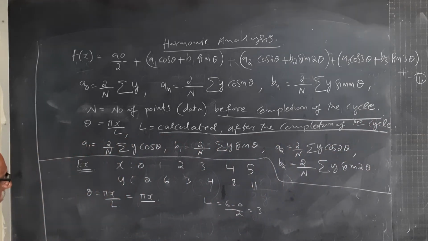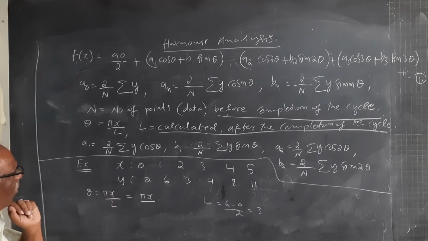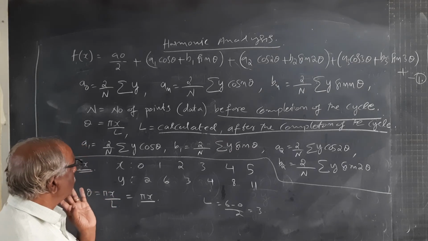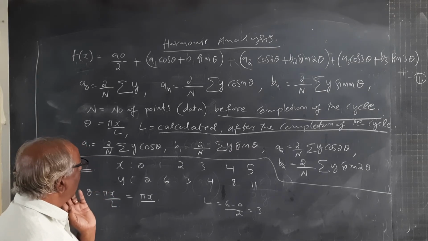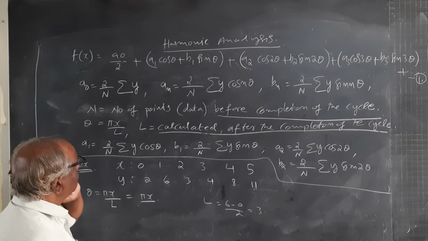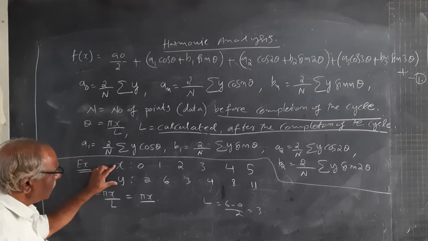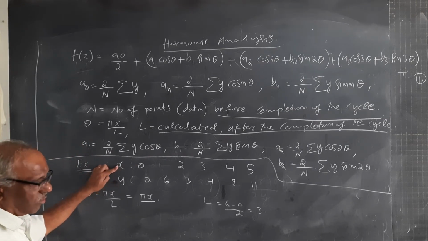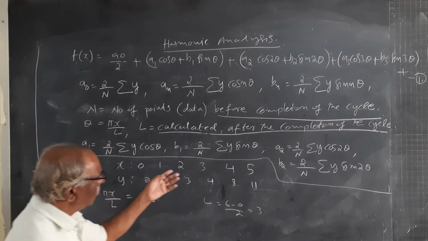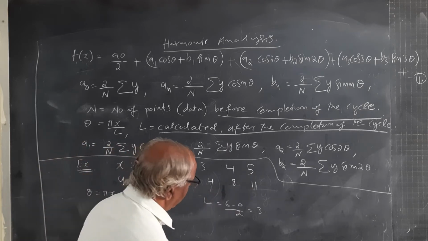Now suppose there is an example like this. This I am not going to solve. I just want to tell you, very important, what I have seen in my experience: students commit mistakes while calculating this capital N and this capital L. Now, what is the data? This is the input, x is the input, y is the output. x is equal to 0, 1, 2, 3, 4, 5. y is equal to 2, 6, 3, 4, 8, 11.